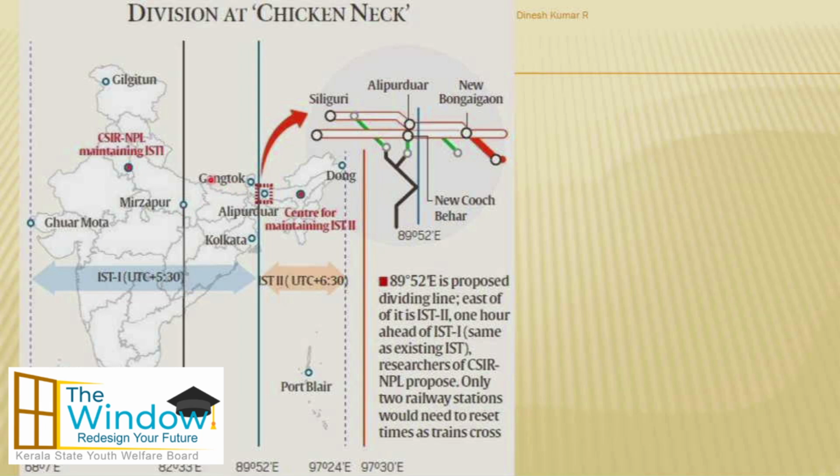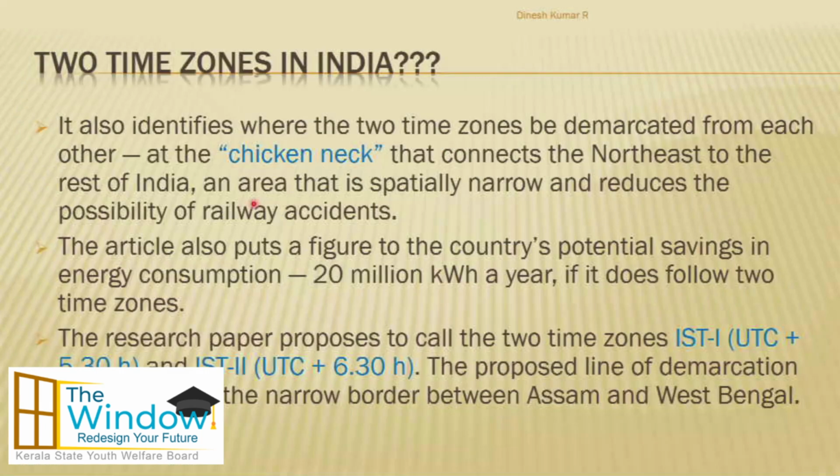What are they? One, the same as we are following, which is passing through Mirzapur. We will follow the same thing. But for the northeastern part, we will create another time zone at the Chicken's Neck area, which will be 1 hour ahead of the national time zone. So CSIR said, the eastern part of this line, they will follow this new time zone, which is 1 hour ahead of the normal time zone. So let us see them in detail.